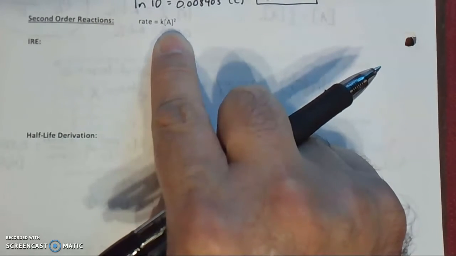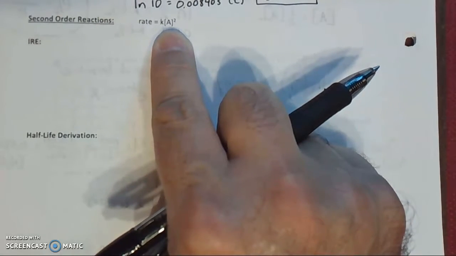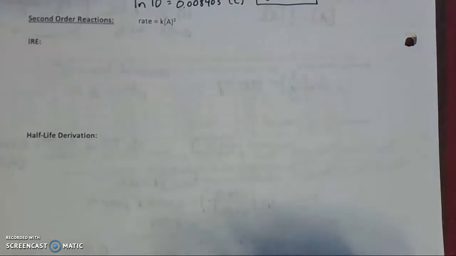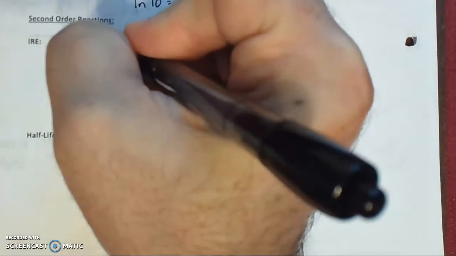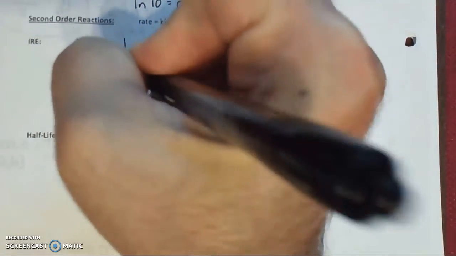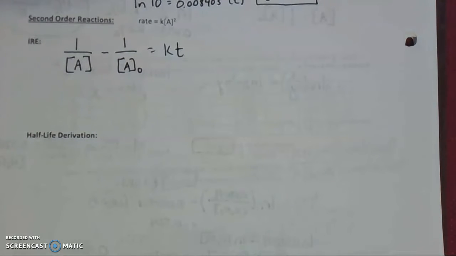This means that the rate is dependent on the square of the concentration. So the integrated rate equation for this one is as follows: 1 over the concentration of a substance minus 1 over the initial concentration is equal to k times t. For this one, we don't really have to define anything because there's nothing new from our first order. We do not have to worry about an ln. It's not in this one.